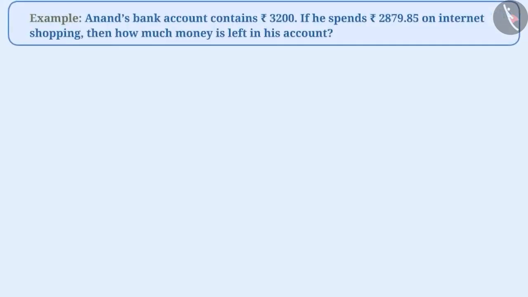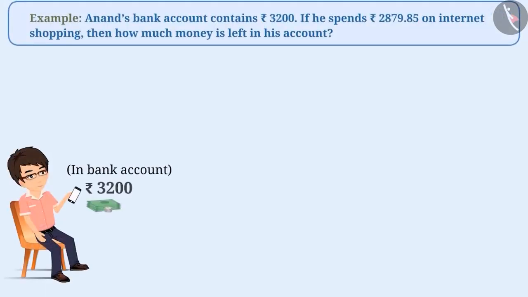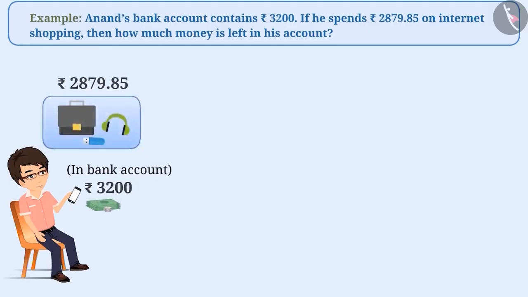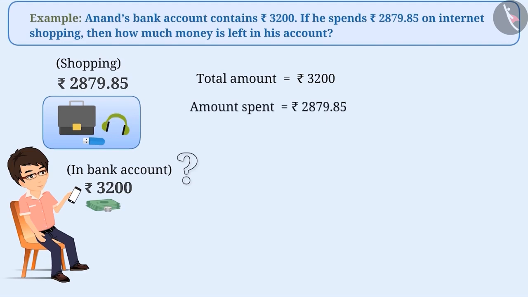Next example. Anand's bank account contains rupees 3,200. If he spends rupees 2,879.85 on online shopping, then how much money is left in his account? The total money in Anand's account is rupees 3,200. He spent rupees 2,879.85 on the online shopping.